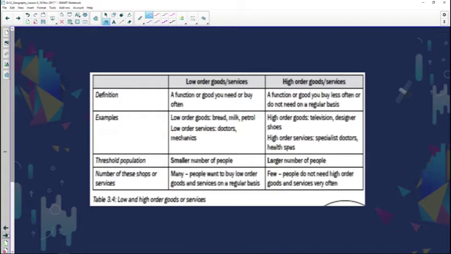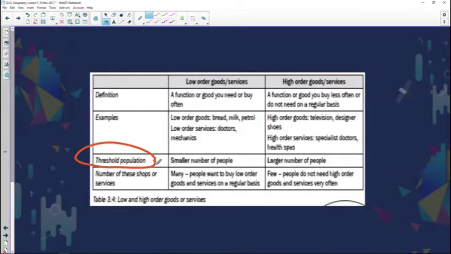Now, once again, if you look at the low order goods and services, for instance, what I've mentioned is bread and milk. You just want to go to the cafe around the corner or to the spar. You're not willing to travel very far. Now, the threshold population, like I discussed in the previous slide, is the number of people that rely on the service. For instance, with low order goods, because you need them on a daily basis, you don't need a lot of people to buy from you because people will be returning customers.